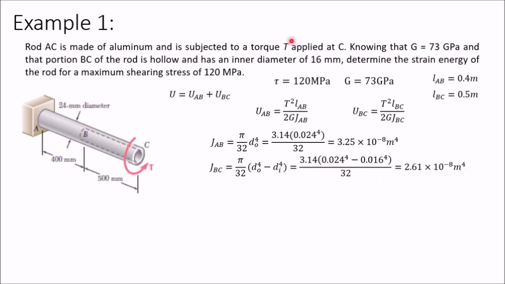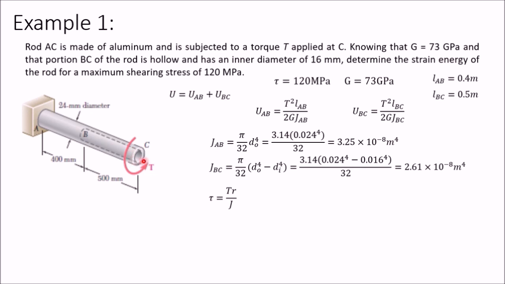Now this tau is given, but we need this value of T, torque, which is not given. This can be calculated from the torsion formula. Tau by R is equal to T by J, that means tau is equal to TR by J. In this, value of tau is given, 120 megapascal. But this tau is different for this part. That is maximum value of tau. Outer layer of this cylinder and outer layer of this cylinder will have different values of shear stress.